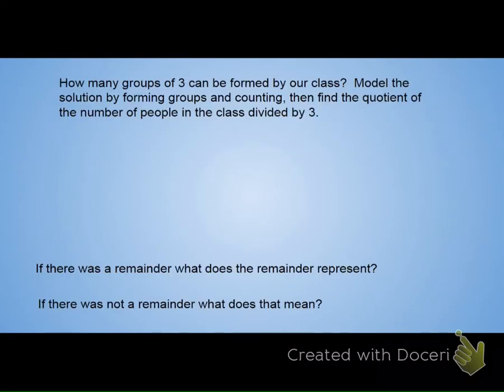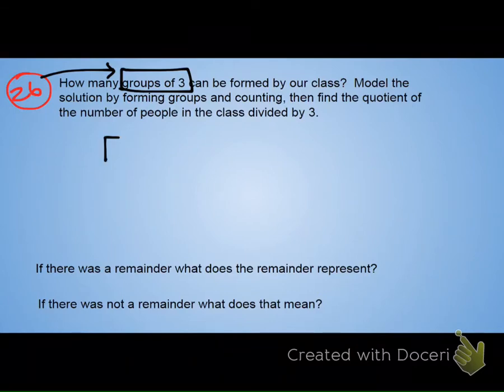All right, let's discuss a little further this meaning of remainders. So let's take this situation. How many groups of 3 can be formed by our class? Model the solution by forming groups and counting, and then find the quotient of the number of people in the class divided by 3. All right, so we have 26 people in our class. Since we have 26 people and we want to put them into groups of 3, I need to take these 26 people and divide them into groups of 3.